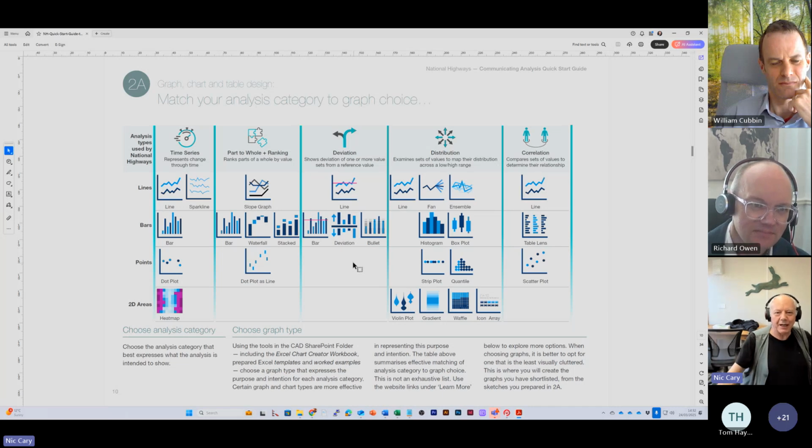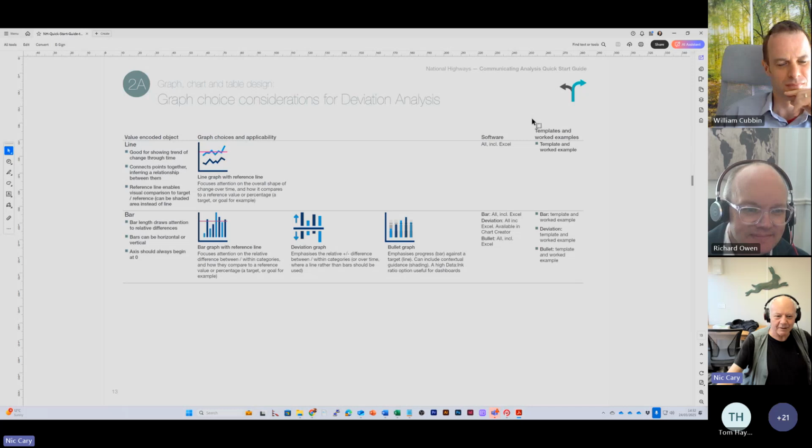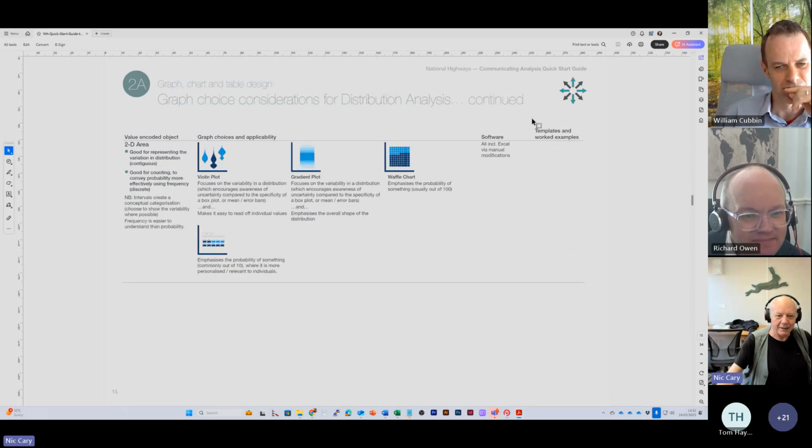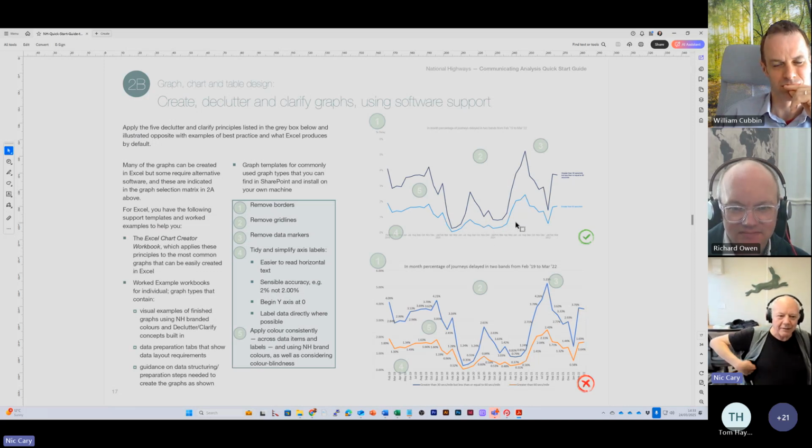Most of our work, though, was then about how you take that, and there's lots of narrative there, but how you take that and then show what good looks like versus what bad looks like, and these are the things that you need to do to declutter and clarify. Remove the borders, no point in having them. Remove the grid lines, no point in having them. Remove the data markers, why on earth are they there? And then tidy up and simplify the axis labels.